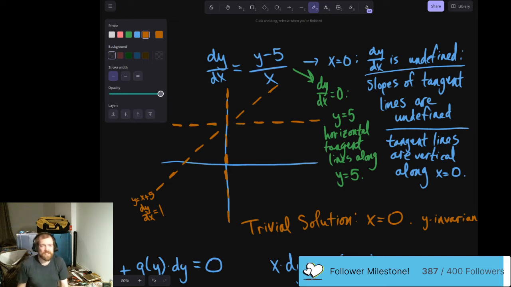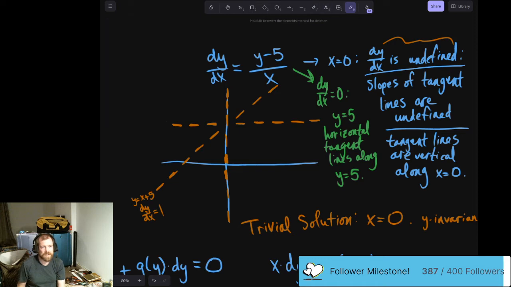Yes, exactly. 0, 5 is like, whoa, hang on, wait a second. You just said that the slopes are undefined along x equals 0, but now there's horizontal tangents along y equals 5. So what happens at the intersection point of those things? And the answer is, we have no idea. They're undefined, but not in the same sense as dy/dx is undefined, so therefore it's vertical. So in this particular case, we can't say anything about what's happening at 0, 5. We just say, well, we don't know.